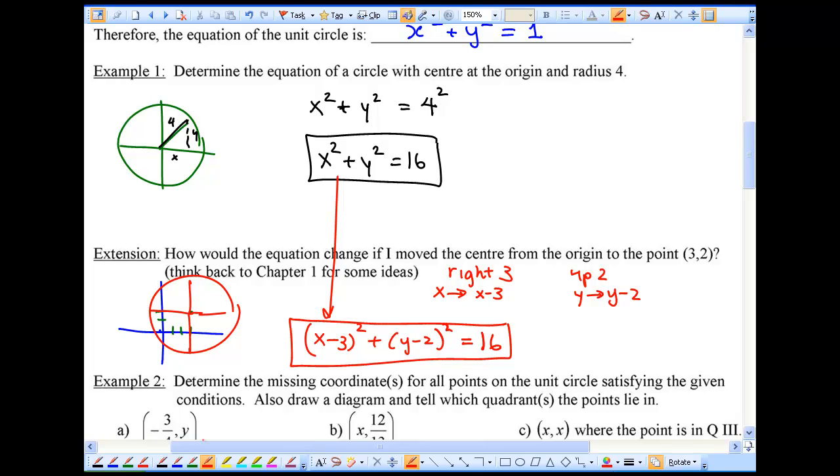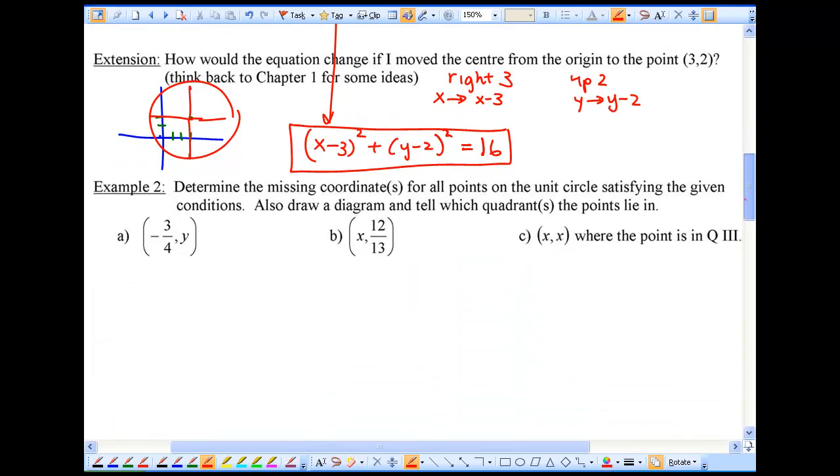Well, I'm going to ask you now, using the equation of the unit circle, to try to find missing coordinates for points on this unit circle. And that's example number 2 here. Okay, so if I said I know that the coordinate is negative 3/4 for x, and I'm asking you to find the possible y coordinates on this unit circle, what could they be?